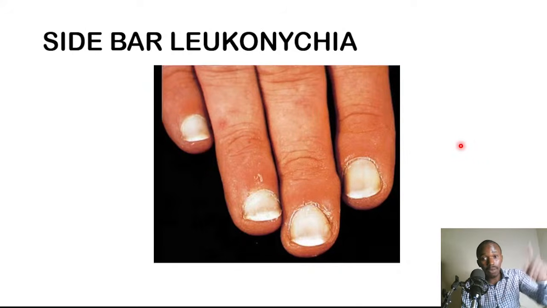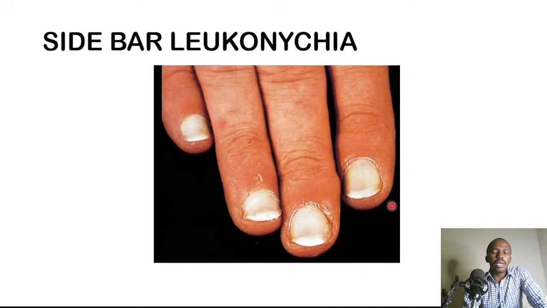Here's a sidebar. This is what leukonychia looks like. Remember leukonychia? Common in hypoalbuminemia and liver diseases. They can sometimes bring you this on your exams. They appear white.